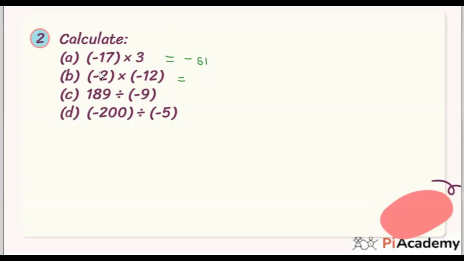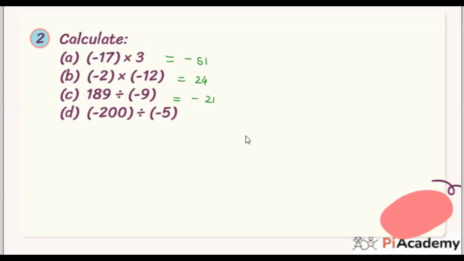Now, if I multiply two numbers with the same sign, I am going to get a positive answer. 2 times 12, that is 24. Now this one, the second last, 189 divided by 9. If you do so, your answer is negative because one is positive and one is negative. So the answer is negative. Now what is going to happen? 9 times 2, 18, 9 times 1.